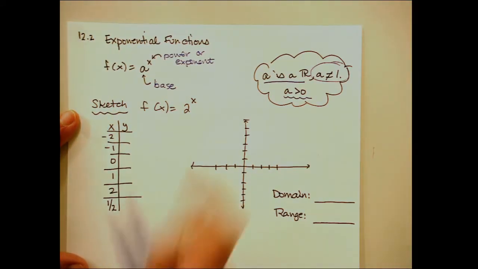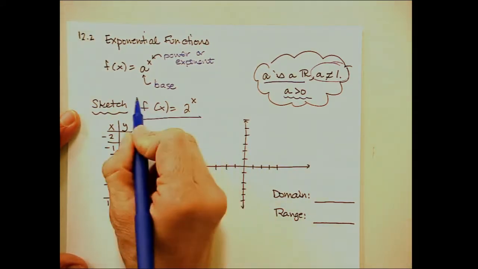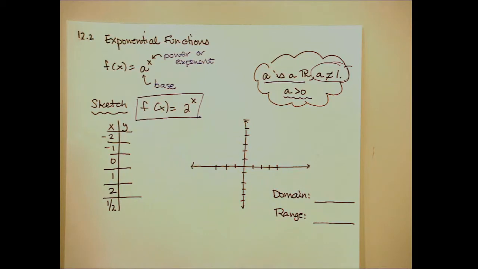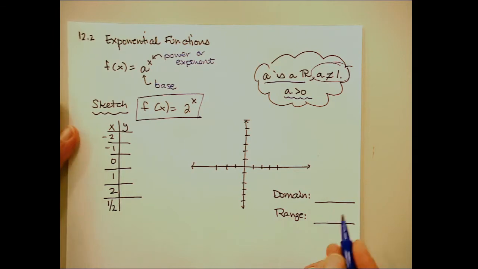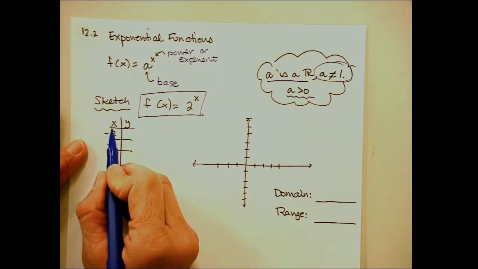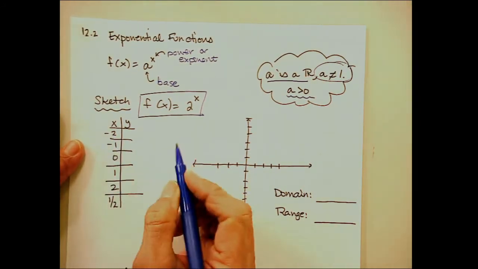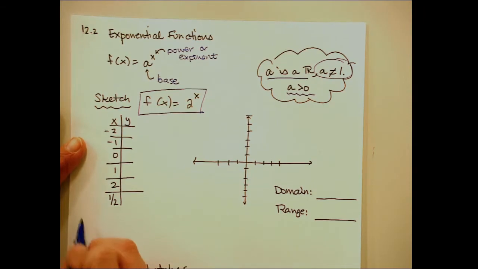Okay, so let's go ahead and take a look at this exponential function. F of x equals 2 to the x. And since it's new to us, right, graphing exponential functions, we'll start with a table. Let's see if we can get a handle on what it should look like.